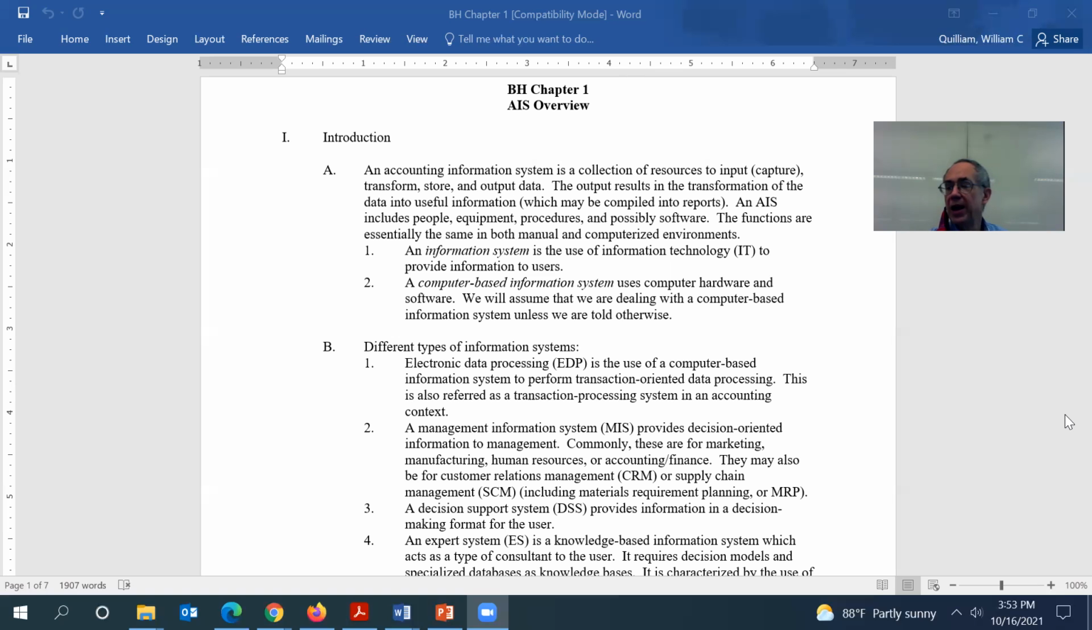If we think about number one, a little definition here, an information system is the use of information technology, or IT, to provide information to users. A computer-based information system uses computer hardware and software. We'll assume we're dealing with a computer-based information system unless we're told otherwise. Again, how much computer involvement we have may be very little. It may not be very sophisticated. It could be as little as using Excel or using QuickBooks.